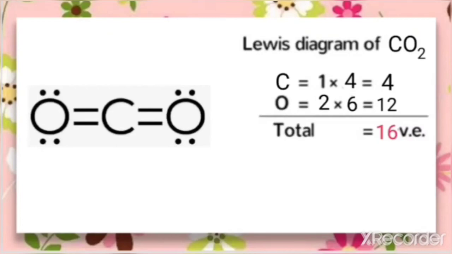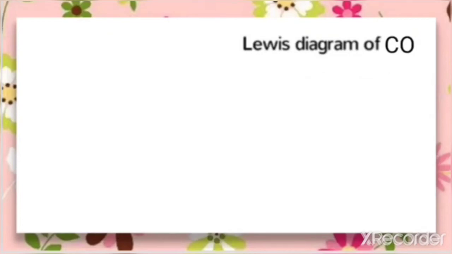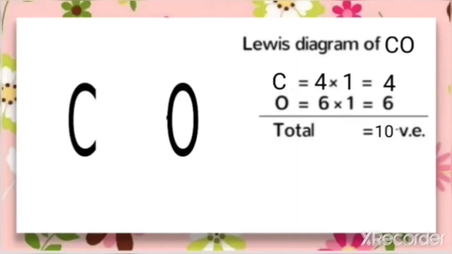Let us try the structure of carbon monoxide. Let us find out the total number of valence electrons. That is a single carbon atom with 4 valence electrons, so 4 into 1 equal to 4. Oxygen, there is only a single oxygen, so 1 and 6 is the valence electron. So 6 plus 4, that is equal to 10. So here a total of 10 valence electrons are there.